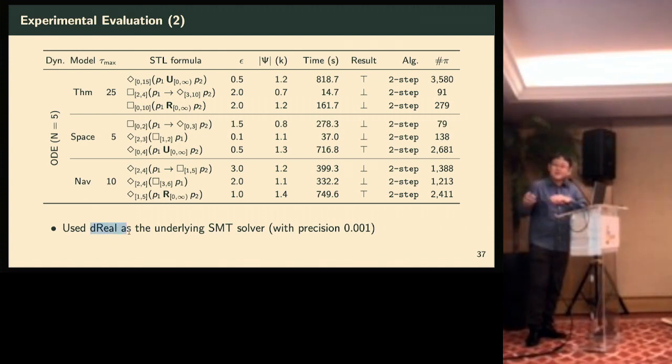So basically, it just shows that this can be done, but practically it's often not that useful. But anyway, using the dReal solver, we could verify arbitrarily complex ordinary differential equations. It involves nonlinear ordinary differential equations, and then can verify some complex STL formula and estimate up to some robustness.